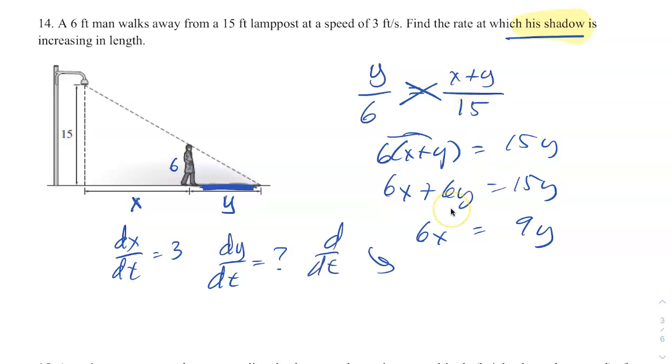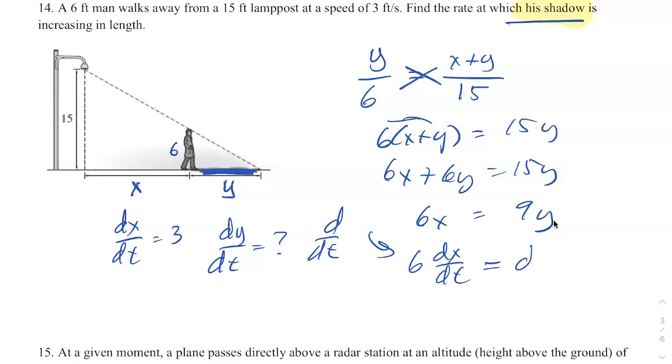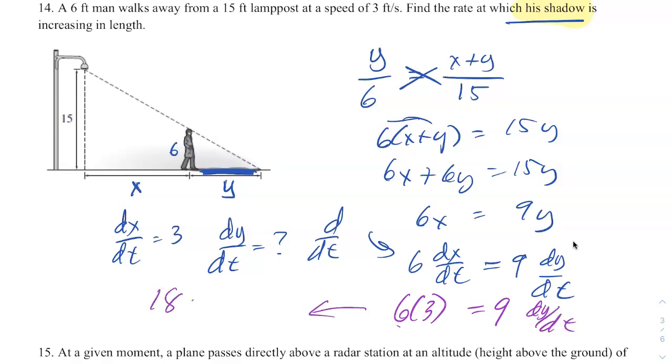Derivative of 6x is just 6, but wrong variable. Derivative of 9y is just 9, but wrong variable. And now we plug in what we have, what we want, right? We have dx dt is 3. And then we're looking for dy dt. So I get 18 equals 9 dy dt. Divide by 9, so I get 2 equals dy dt.